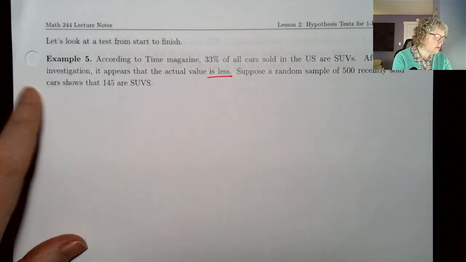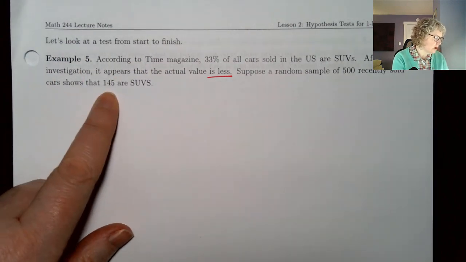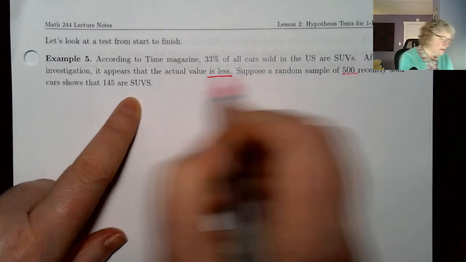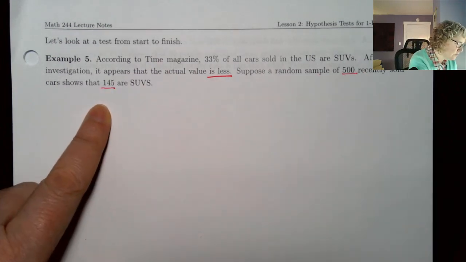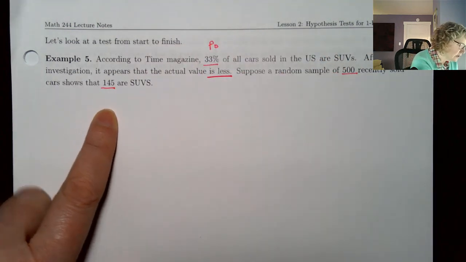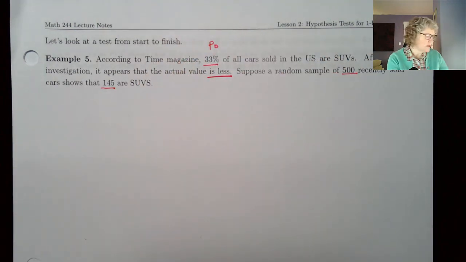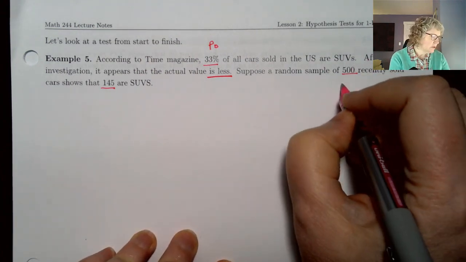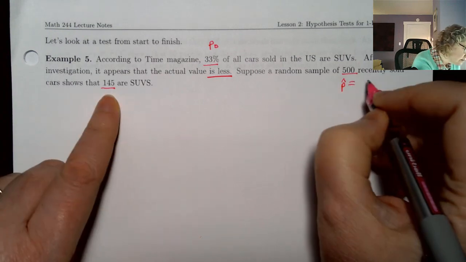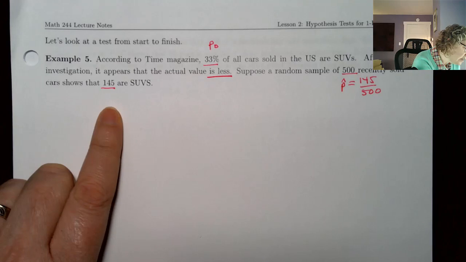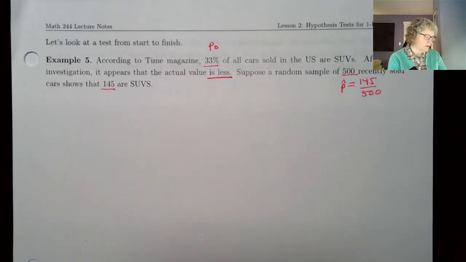Suppose a random sample of 500 recently sold cars shows that 145 are SUVs. Okay, so we also have this 145 out of 500, and we also have our 33%. So that 33% is our p naught, that's our null value, and then these two together are our p hat. p hat is 145 out of 500. That's our sample statistic or observed statistic.